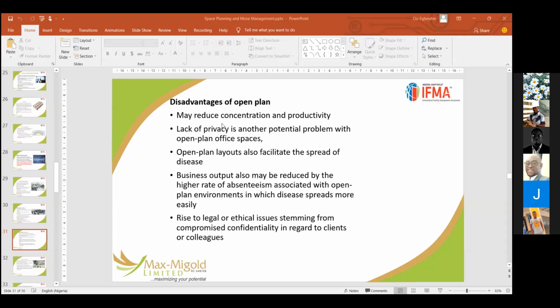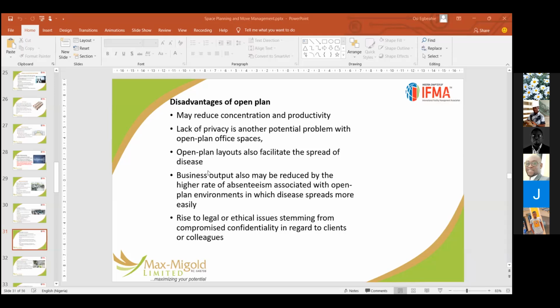Disadvantages of open offices: one, it reduces concentration and productivity, because when people are moving around, people get distracted. Lack of privacy is another potential problem with open office spaces. Open plan layout also facilitates the spread of disease when there's a global pandemic or an epidemic. If somebody is coughing, everybody will just carry that cough, because it becomes an issue now.